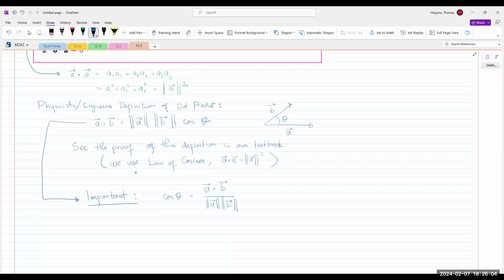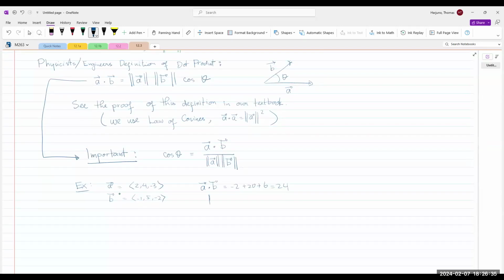Okay, so for example, if I copy paste the example we have earlier, vector A equals 2, 4, -3. Vector B is -1, 5, -2. We have computed earlier A dot B equals -2 plus 20 plus 6, which is 24.